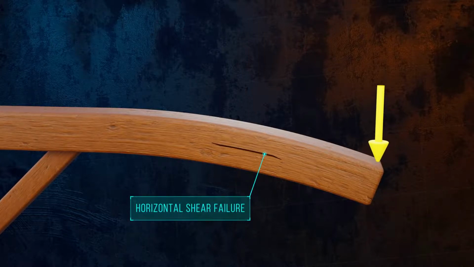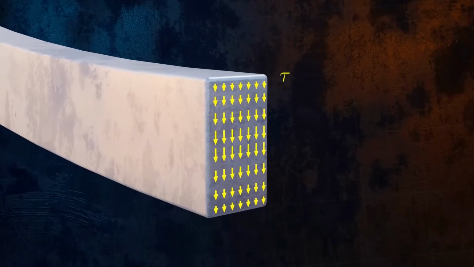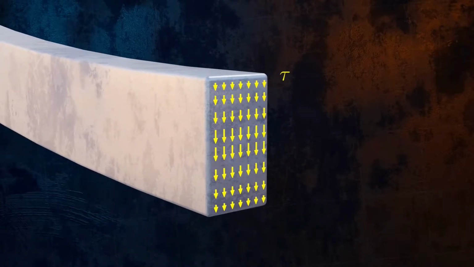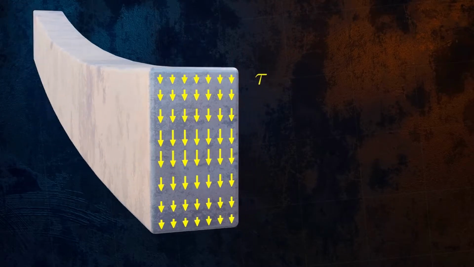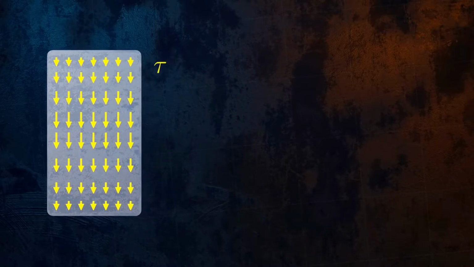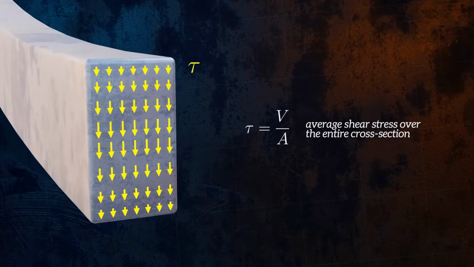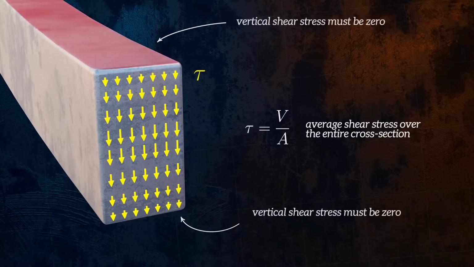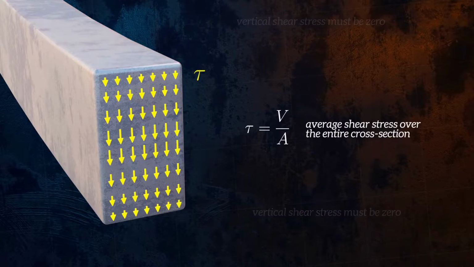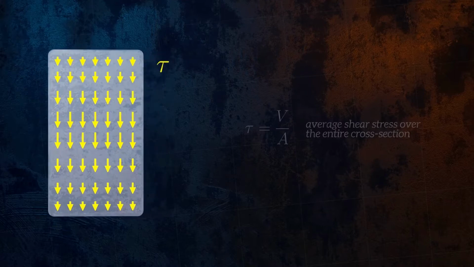So how can we calculate the shear stresses? We can calculate the average shear stress acting on the cross-section as the shear force V divided by the cross-sectional area. But the shear stresses aren't distributed uniformly across the beam cross-section. The shear stress has to be zero at the free surfaces, at the top and bottom of the beam. So the average shear stress isn't very useful, since it doesn't tell us the maximum shear stress.